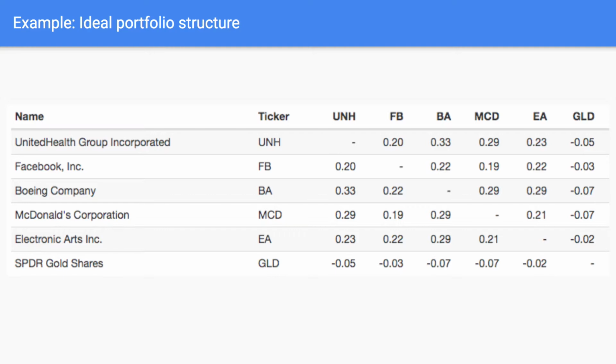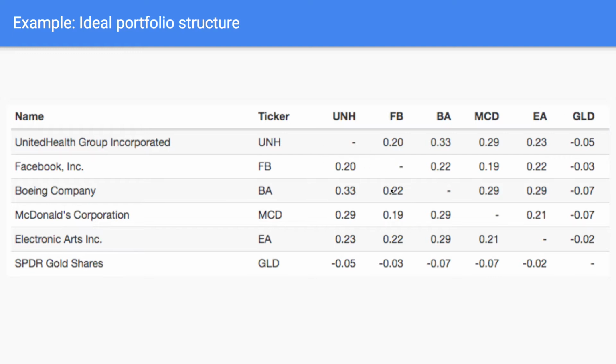So we've got United Health Group, Facebook, Boeing, McDonald's, Electronic Arts. United Health Group is healthcare, Facebook is social media, Boeing is commercial airplanes, McDonald's is food, obviously, and Electronic Arts is gaming. So we've got multiple different industries along with gold.